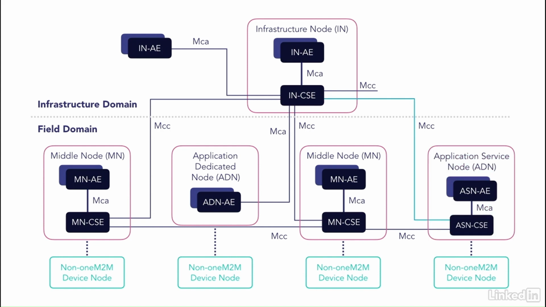The common services entity of the application service node communicates with another common services entity residing in a middle node or infrastructure node via the MCC reference point. The MCA reference point is used for the communication between its internal application entity and its internal common services entities. The application dedicated node, ADN, is a node that contains no common services entity and at least one application entity. In the field domain, there are 0 or more application dedicated nodes. An application entity in the application dedicated node communicates via the MCA reference point with a common services entity in the infrastructure node.